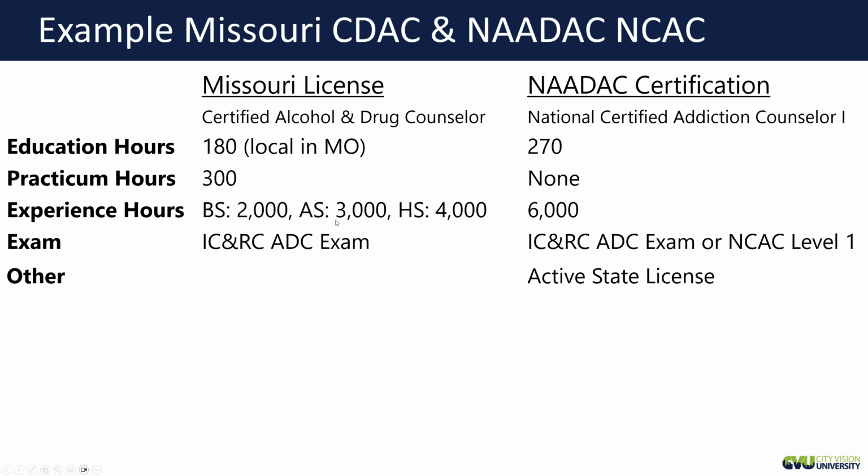The amount of experience hours in most states will change based on what level of education you have. If you have a high school diploma, you need 4,000 supervised experience hours, whereas if you have a bachelor's, you only need 2,000. And then you have to take an exam. Most states follow the IC&RC exam, and some follow the NAADAC exam.